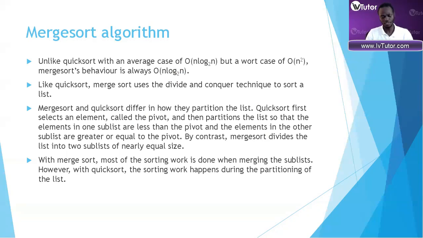The main difference also on the partitioning is that with quicksort, we talked about using the pivot and partitioning the list so that you've got a sublist with all items less than the pivot and another sublist with all items that are greater or equal to the pivot. And the other main difference is that quicksort sorts on partitioning, whereas merge sort sorts on merge. So those are some of the key differences between merge sort and quicksort.